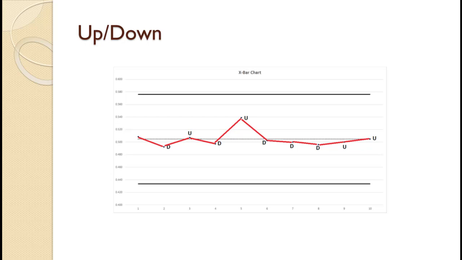We now count the number of line segments. 1 to 2 is down, 2 to 3 is up, 3 to 4 is down, 4 to 5 is up, 5 to 8 is down, 8 to 10 is up. So, there are 6 up-down line segments for 10 samples. That will be the basis of our up-down test.